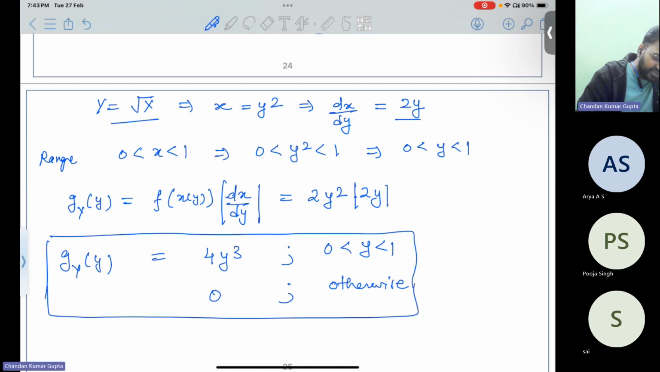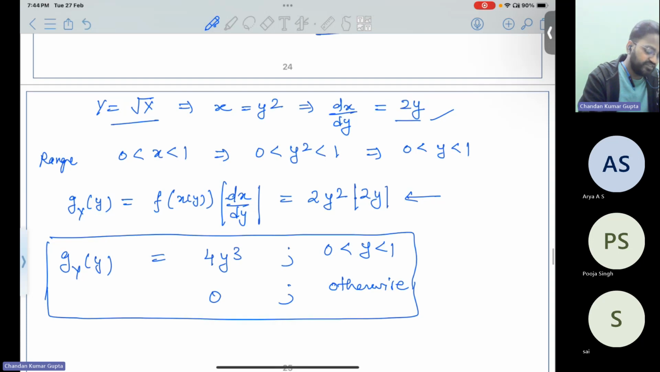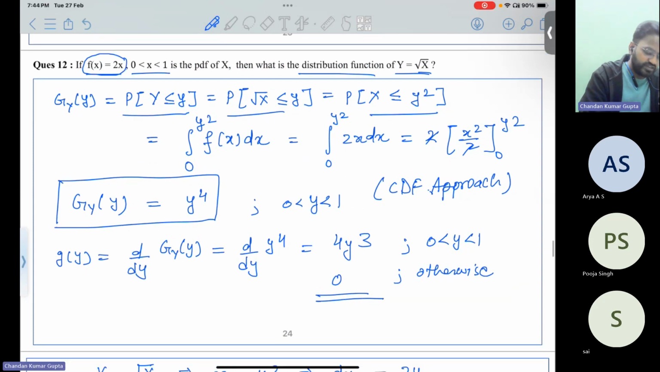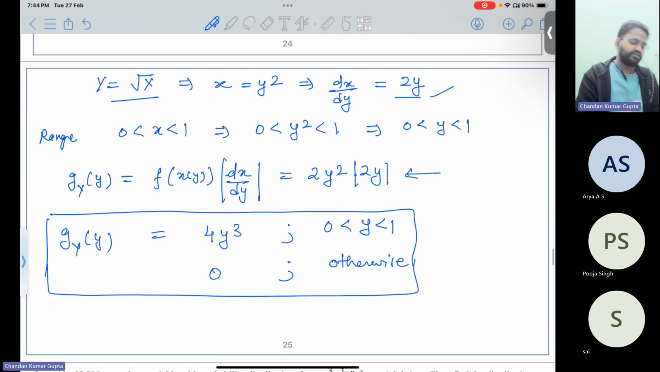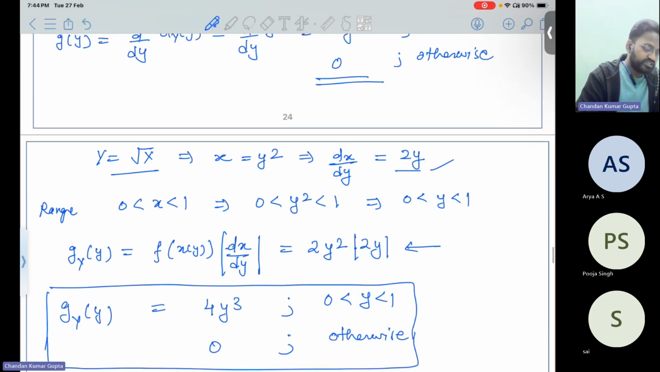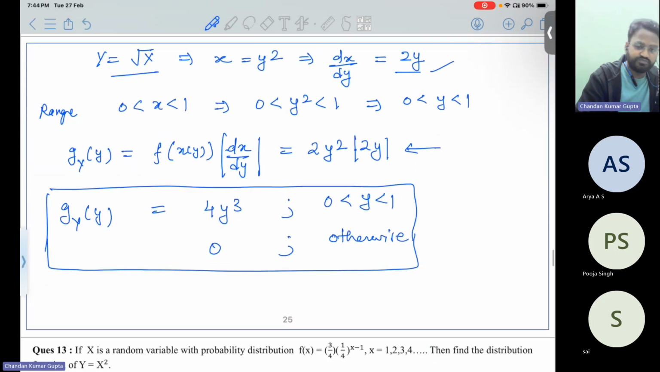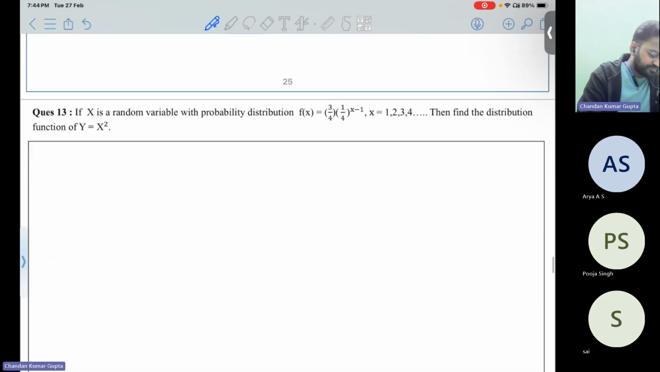Is it clear? Now it is simple. We use this formula directly, putting the values of dx by dy and the given PDF function as a function of y, and we will get this. From both methods, we find the same PDF, 4y cube.